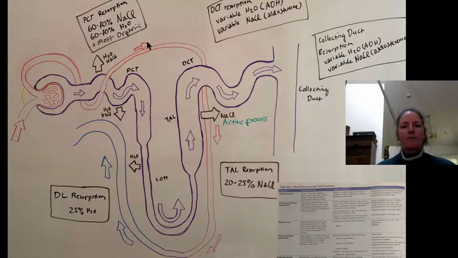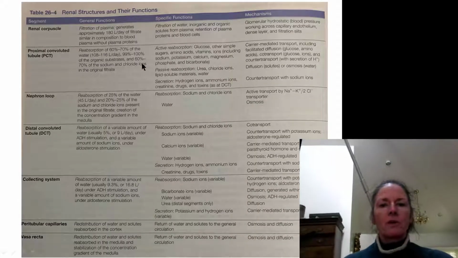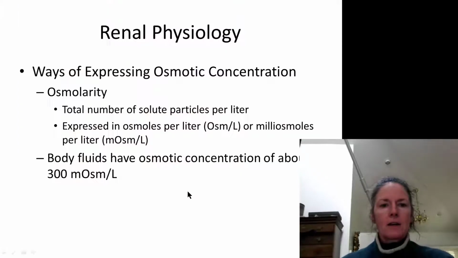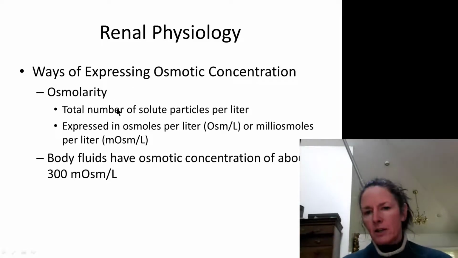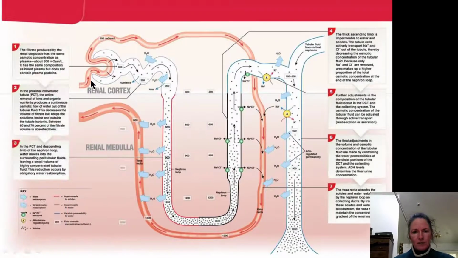Now, I put this table from the book here, table 26.4, which is on the next slide. There it is, 26.4, because this is a good table that summarizes everything going on in here. All right, now, we've already talked about the osmolarity, and I wanted to touch on this again because the next thing we're going to look at in some detail is this picture.